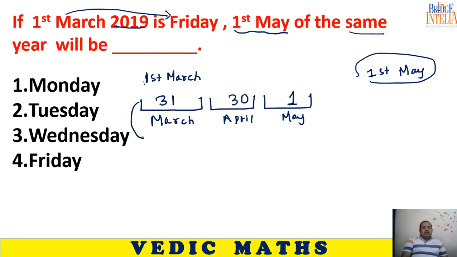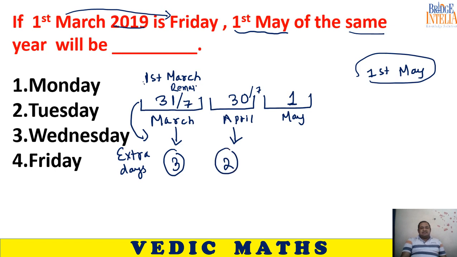Now you have to understand how many extra days you are getting from each month. How do you get extra days? Divide 31 by 7 and concentrate on the remainder. If you divide 31 by 7, 3 is the remainder, so 3 extra days. Similarly, divide 30 by 7 and concentrate on the remainder. 2 is the remainder, so 2 extra days. You divide 1 by 7, 1 is the remainder. So now count this: 3 plus 2 is 5, 5 plus 1 is 6. So the answer is day number 6.